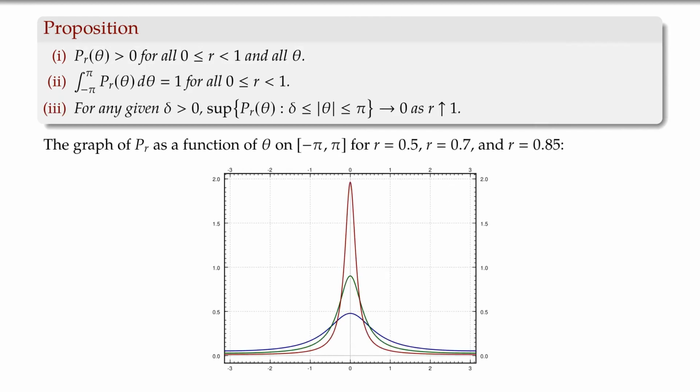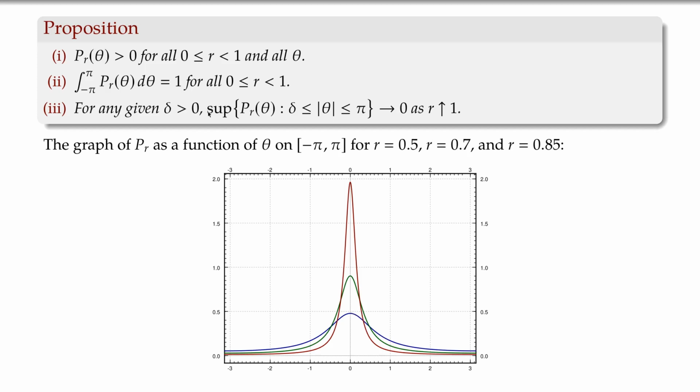Now, one thing to notice over here, which is going to be useful, is that p sub r is symmetric about the origin. It's even, and that follows just from the formula, which we'll see in just a moment again. It's also decreasing, let's say on the positive side.